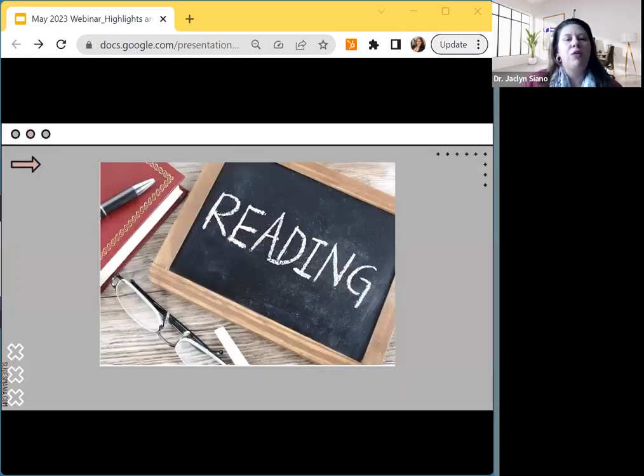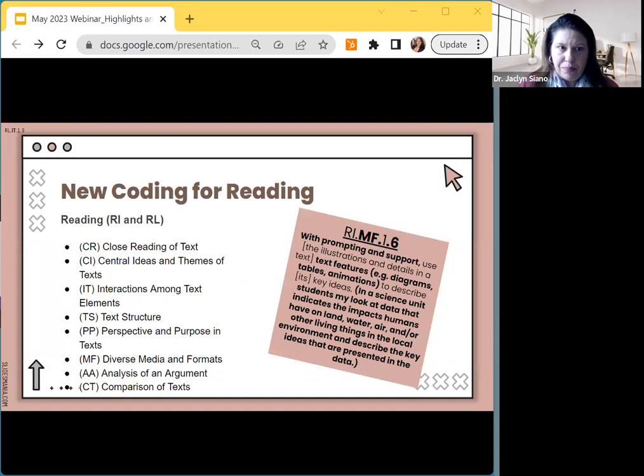All right, so let's talk just about the reading standards for a minute. So there's new codings for reading. So reading has always been RI for reading informational and RL for reading literary texts. That same beginning still exists, but now they've added subdomains. So CR for close reading of text, CI for central ideas and themes of text, IT, interactions among text elements, TS for text structure, PP for perspective and purpose in text, MF for diverse media and formats, that's that big shift to digital, AA for analysis of an argument, and CT for comparison of text.